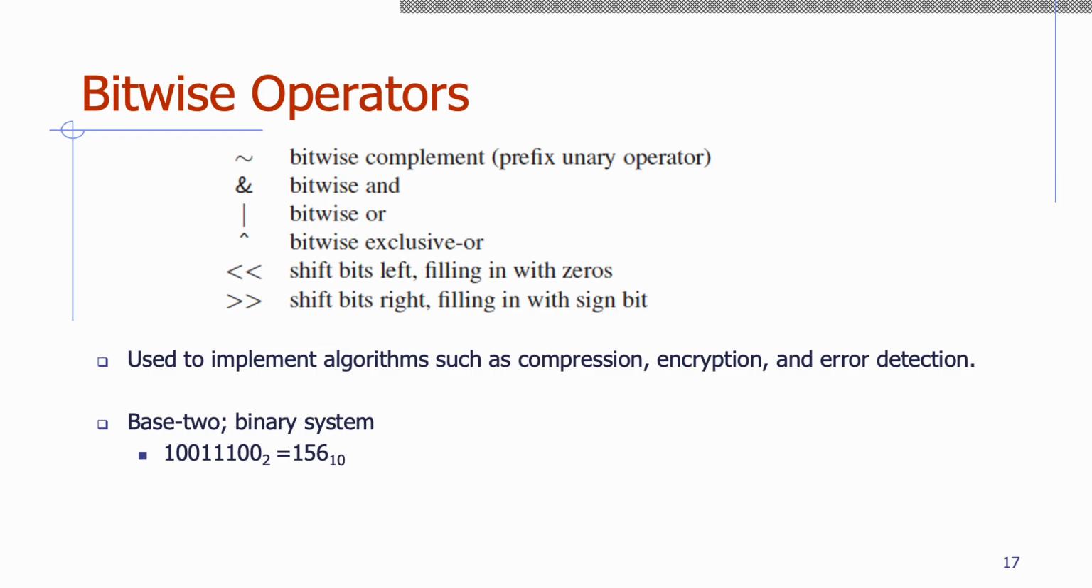Most of the bitwise operators are binary, which means that they expect two operands to work with, typically referred to as the left operand and the right operand.